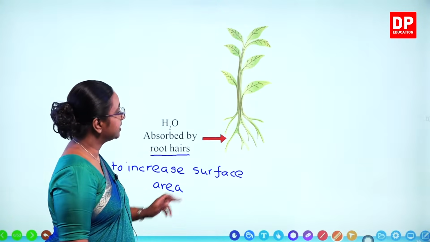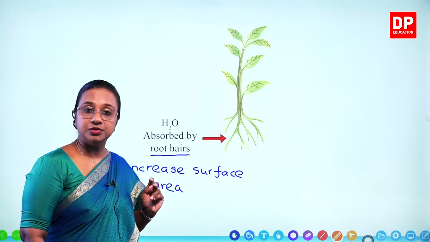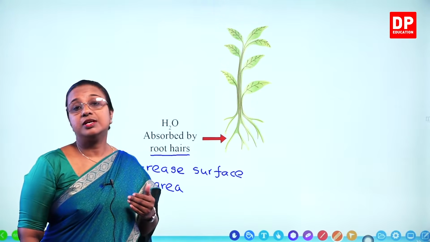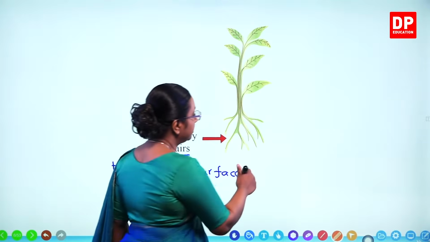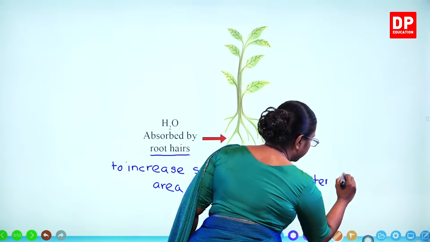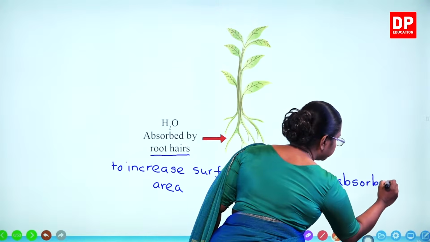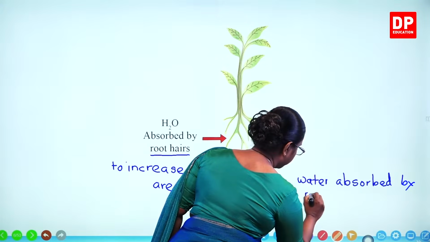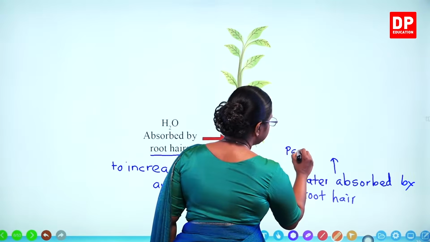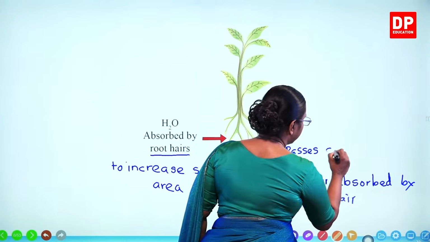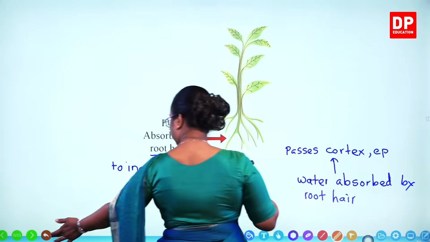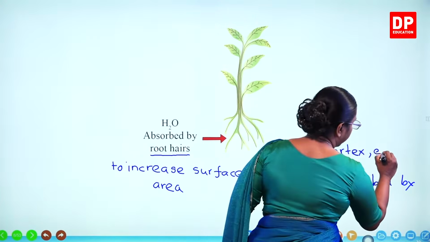So then what happens is the water that enters into the root has to pass the cortex as well as the endodermis of the root. So here water from soil is absorbed by root hair, passes cortex and endodermis.